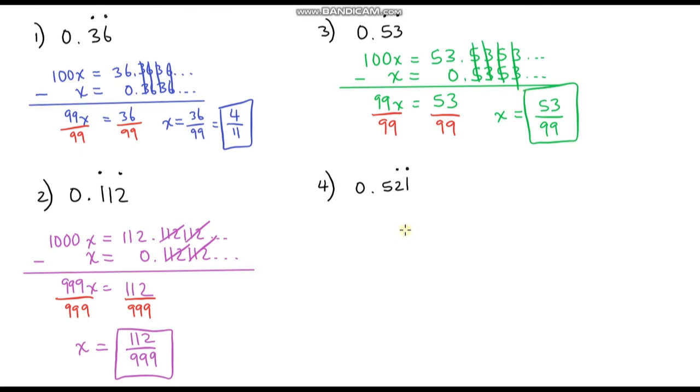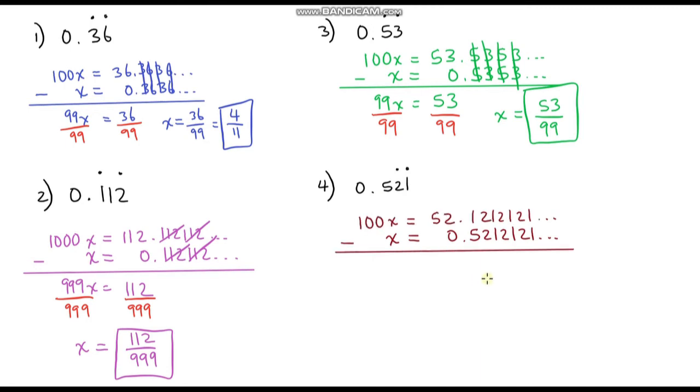Okay, we've got one more, and I think I'm going to use maroon this time because I haven't used maroon yet. So 0.521 repeating. So I'm going to first of all write this out in full and set it equal to x. And now think about how many digits repeat. It is not 3 digits, although we've got 3 digits here, only the 2 and the 1 repeat. So we've only got 2 digits that repeat. So I'm going to multiply by 10 twice. I'm going to multiply by 100.